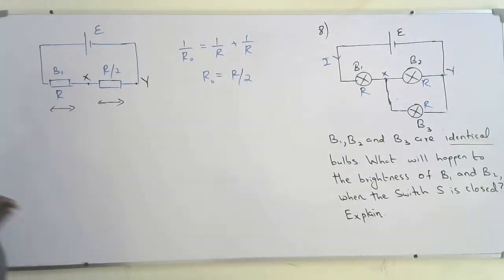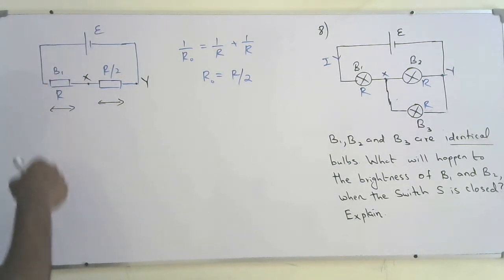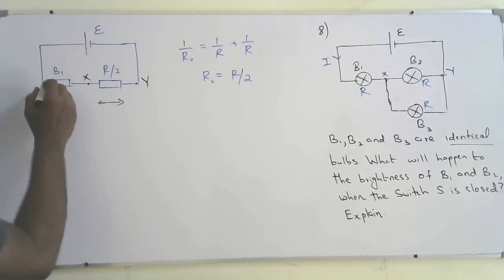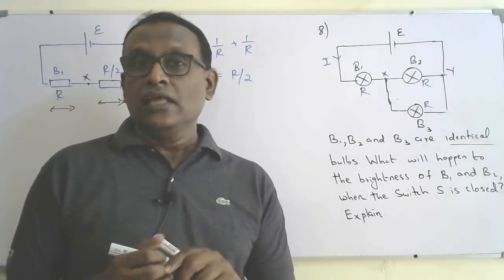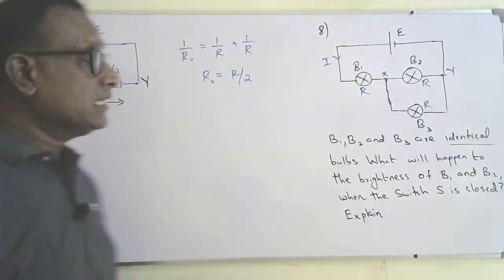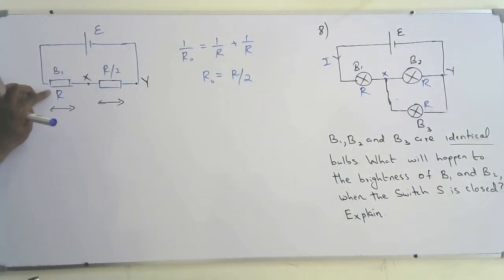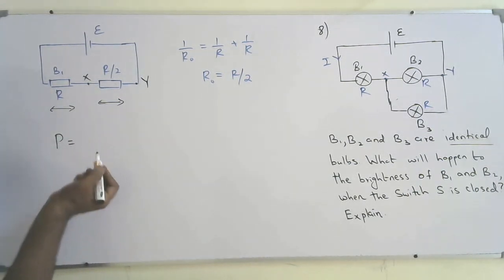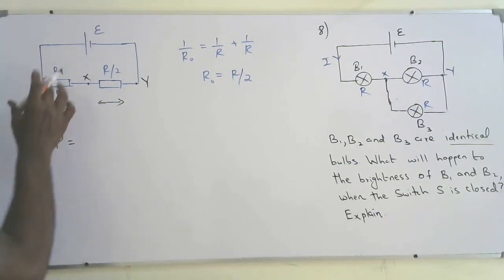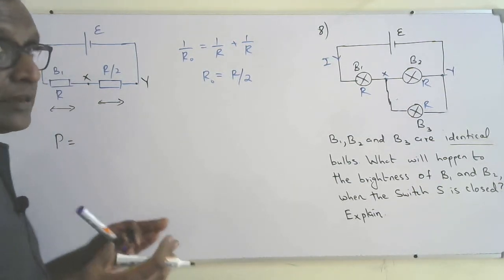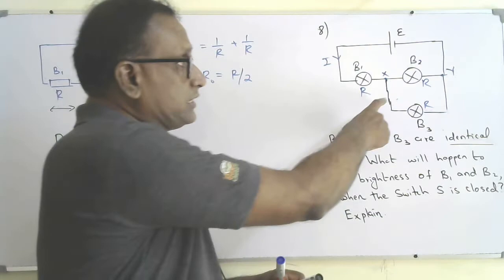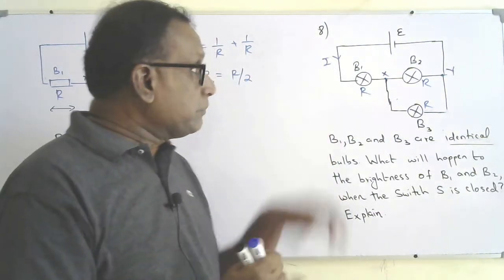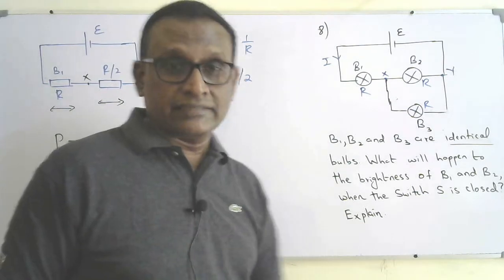Understand? So what will happen? The current through the circuit will increase now. The voltage across B1 is increasing, and the current through it is also increasing. So according to P equals VI, the power of B1 will increase. If the power of B1 increases, that means the brightness of B1 will increase. So compared to earlier, when the switch was open, the brightness of B1 will now increase.